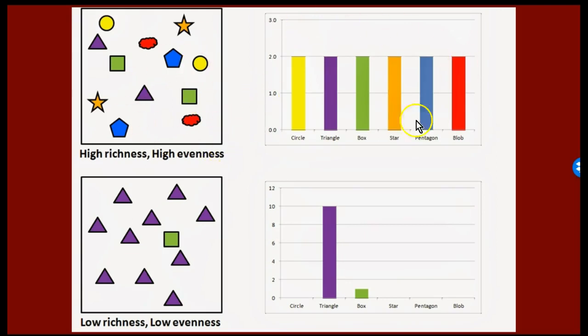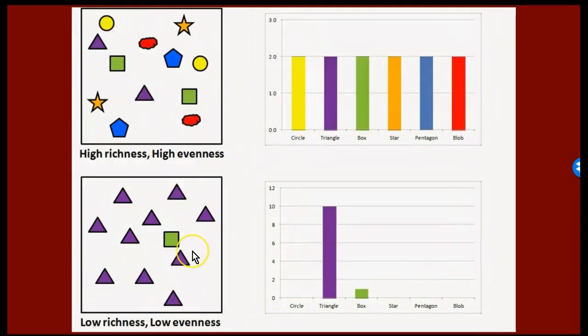All right, what about this one here, down at the bottom? This is low richness. Why? Because there's only 2 things. Again, species richness, how many kinds? Well, there's only 2 versus 6. What about evenness? Okay, there's 2 species, but are they evenly spread out? No, it's totally dominated by the triangle. There is not an even amount of squares in this area.